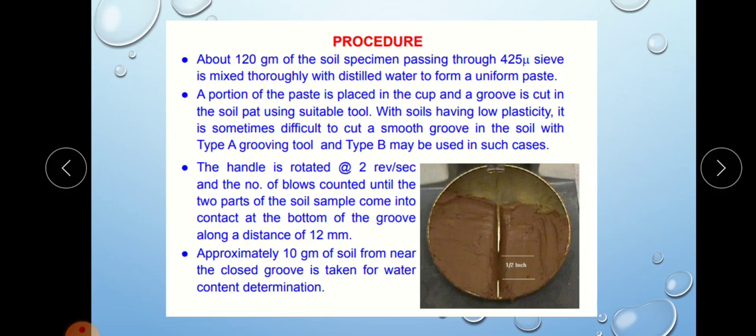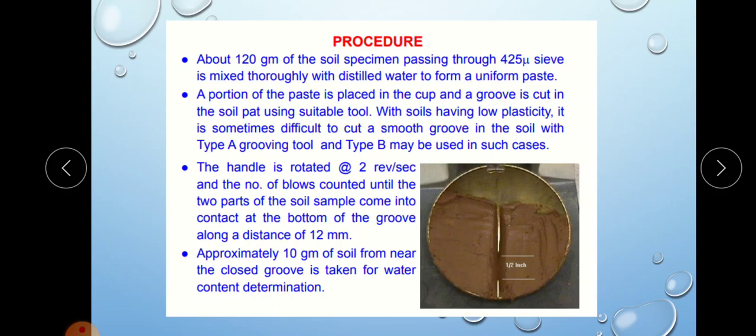Then again we add more water, that is, we increase the water content, and do the same experiment. That is, we note down the number of blows required for the soil to come into contact. Okay, so like that we repeat the experiment by changing the water content and noting down the number of blows.